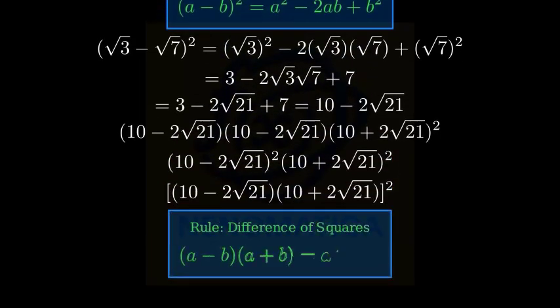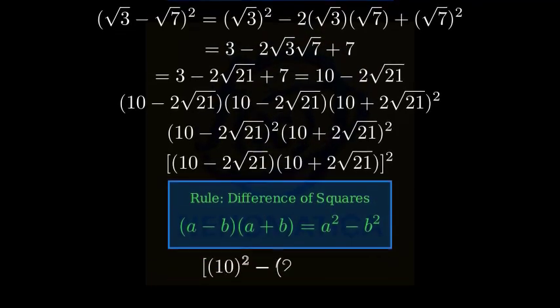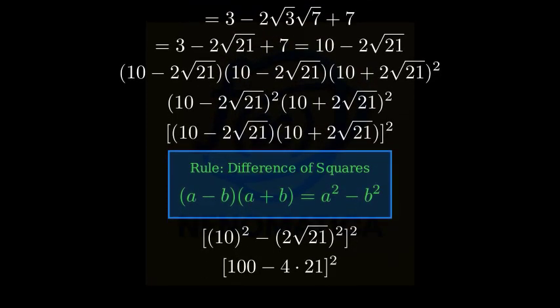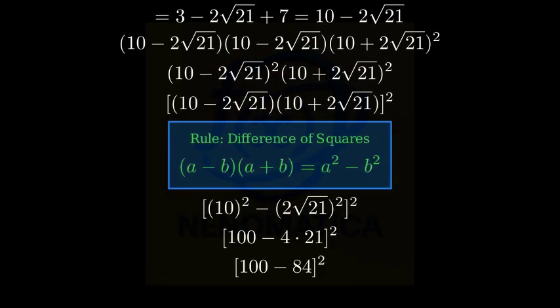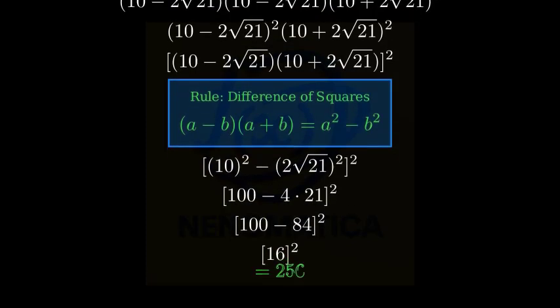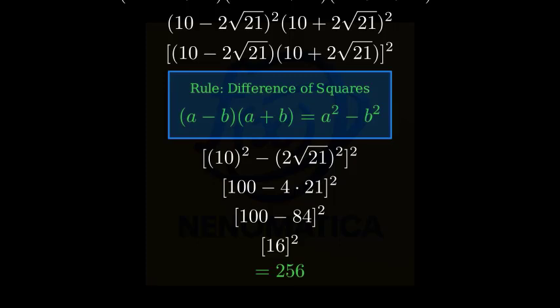Looking at the expression inside the brackets, we can see that it follows the pattern of (a minus b) times (a plus b), which equals a squared minus b squared. In our case, a equals 10, and b equals 2 times square root of 21. Therefore, (10 minus 2 times square root of 21) multiplied by (10 plus 2 times square root of 21) equals 10 squared minus the square of 2 times square root of 21. This gives us 100 minus 4 times 21, which equals 100 minus 84. So we have 16. And finally, 16 squared equals 256.